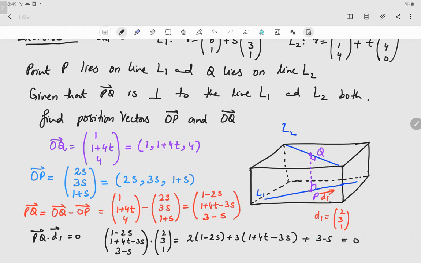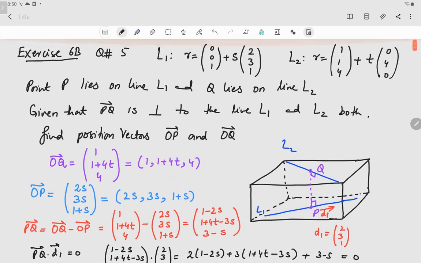Why are you not multiplying with the whole line, only with D1? D1, beta, is a smaller vector, and D1 is parallel to line L1. D1 is the direction vector of line L1. The whole position vector is not parallel. No, not the whole, because if I take this vector R on the line L1, OP is not perpendicular to PQ. We have to use the direction vector only.